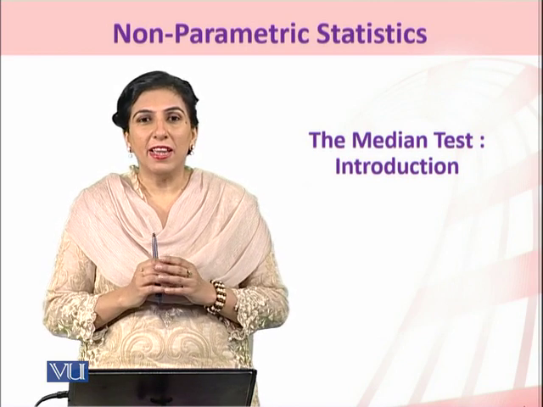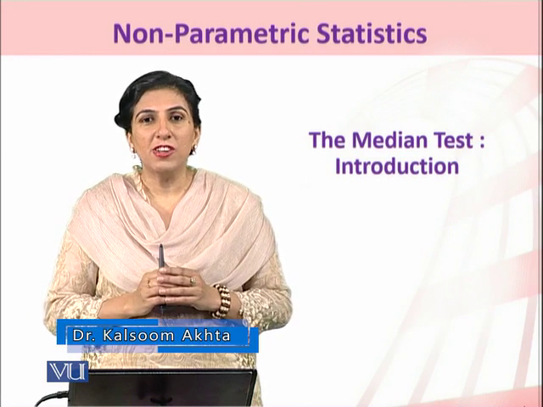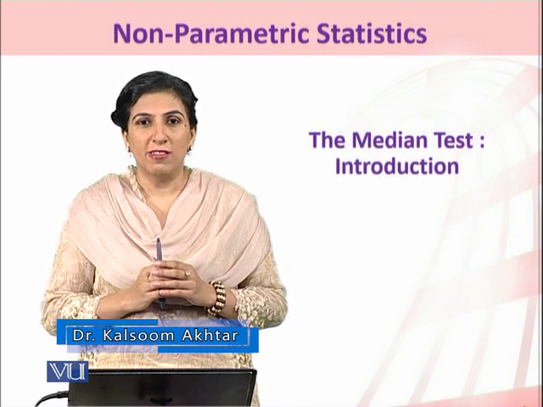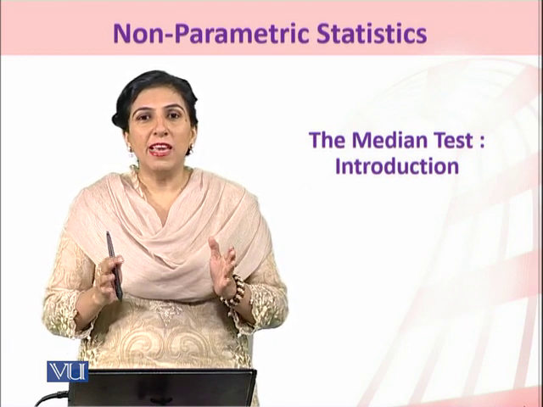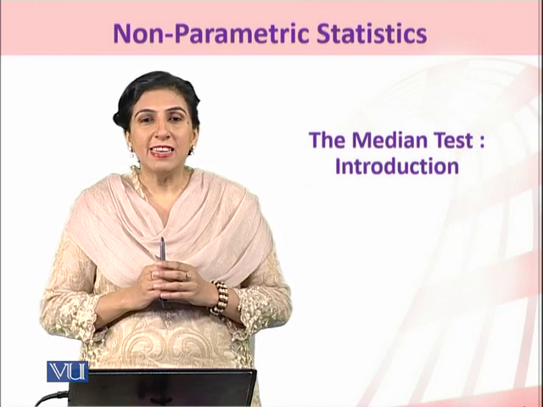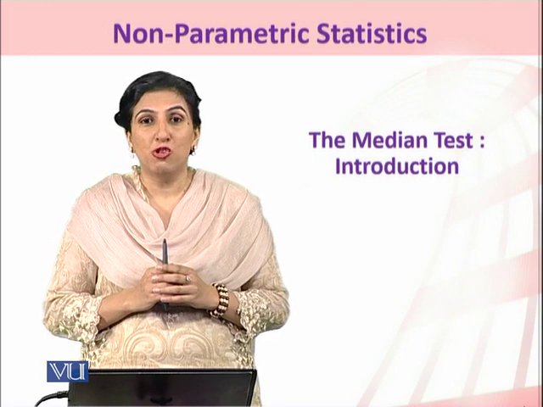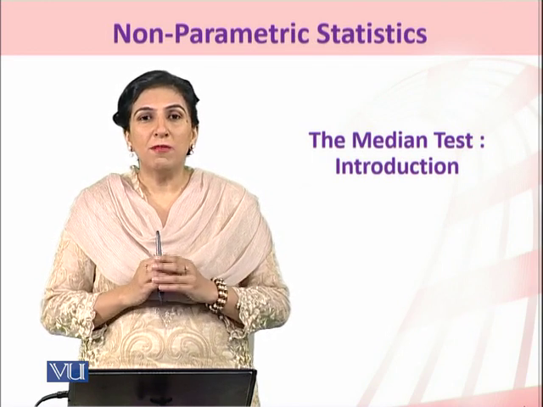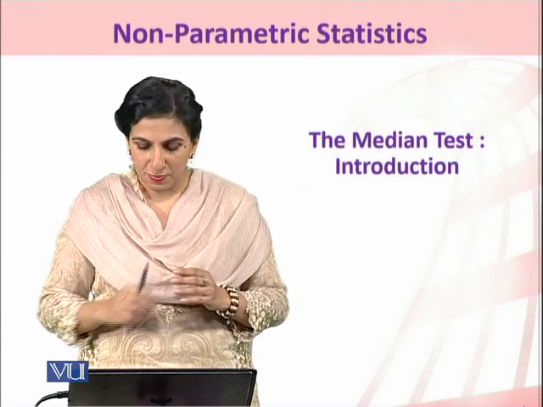Then we are assuming that the population median for the first population as well as for the second population is unknown to us. So in order to solve this problem, we will be using the median test, that is a non-parametric approach to test the equality of two medians, population medians that are unknown to us.